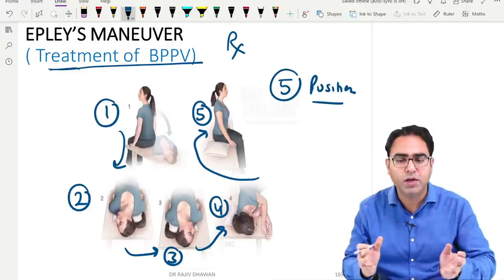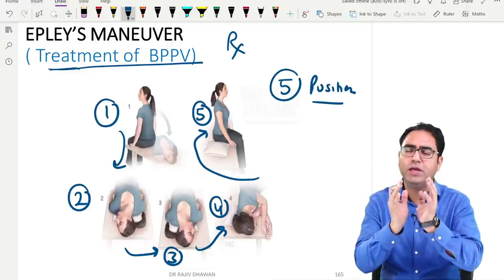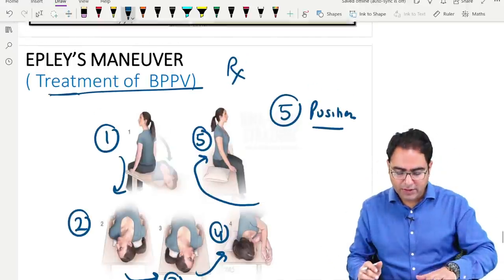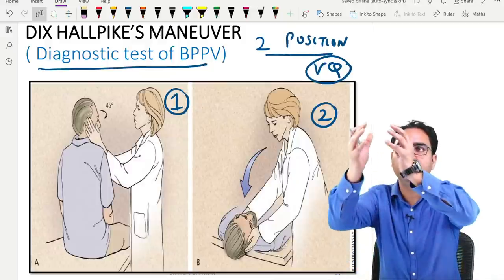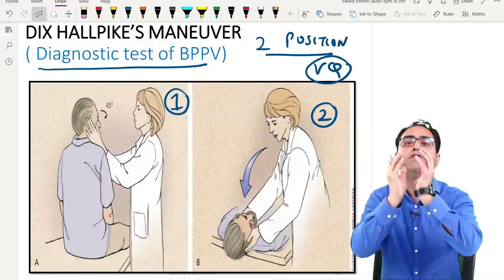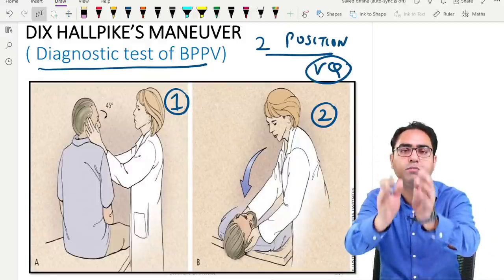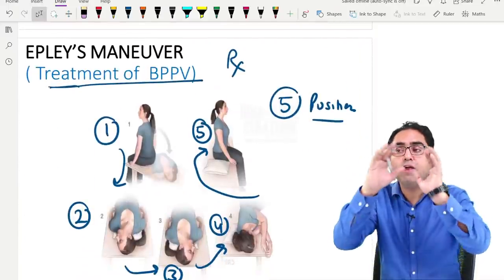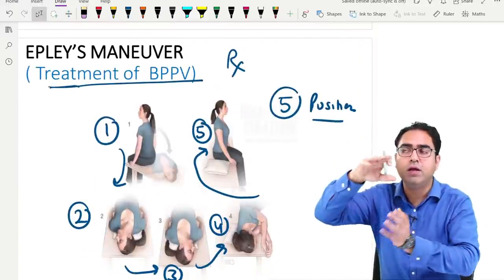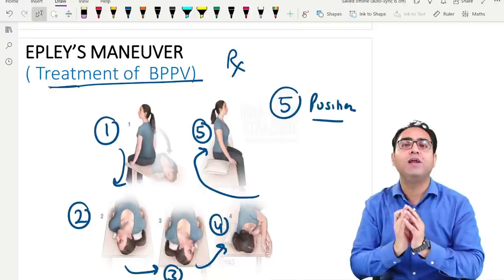If it is a visual question, then you should mark Epley's maneuver, beta. This is actually a very possible visual question. What is the name of this maneuver? Sitting position, bring down the head, Dix-Hallpike maneuver. It's a diagnostic test of BPPV, beta. And the next image is five positions, sitting to sitting, five positions. This is Epley's maneuver, a treatment of BPPV.